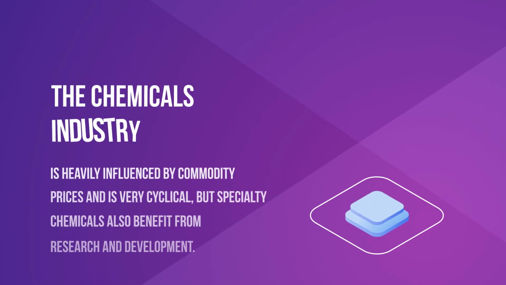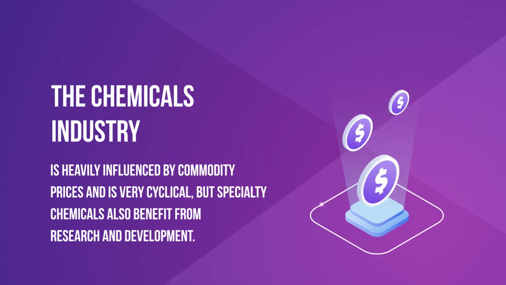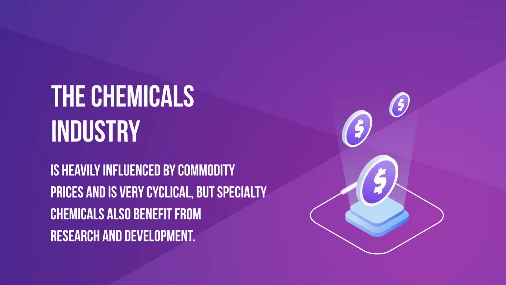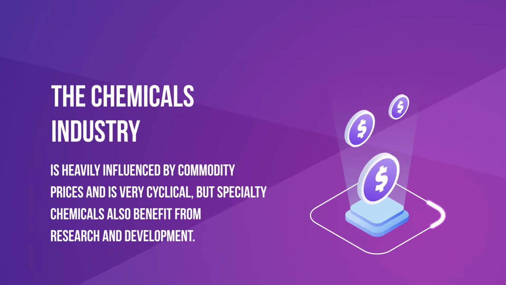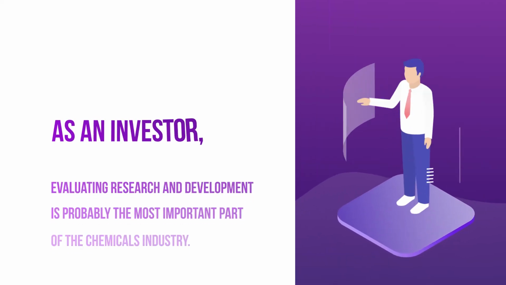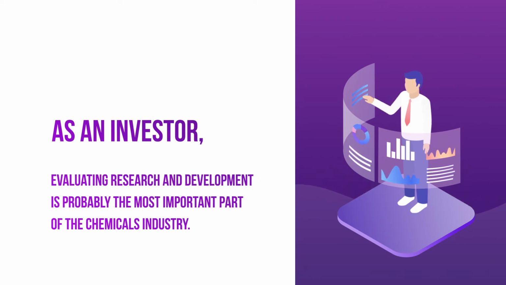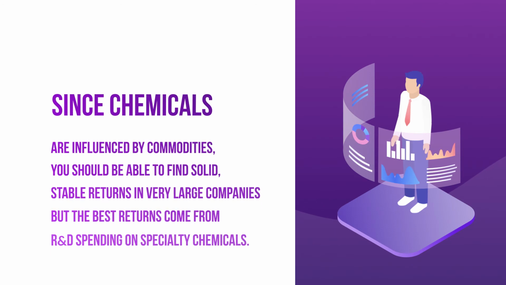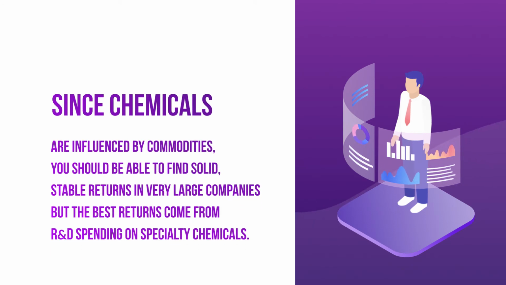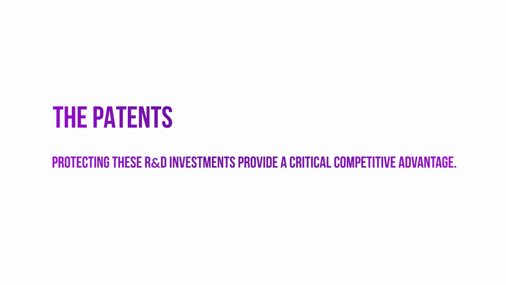The chemicals industry is heavily influenced by commodity prices and is very cyclical, but specialty chemicals also benefit from research and development. As an investor, evaluating research and development is probably the most important part of the chemicals industry. Since chemicals are influenced by commodities, you should be able to find solid, stable returns in very large companies similar to what's offered by oil and gas. But the best returns come from R&D spending on specialty chemicals. The patents protecting these R&D investments provide a critical competitive advantage.